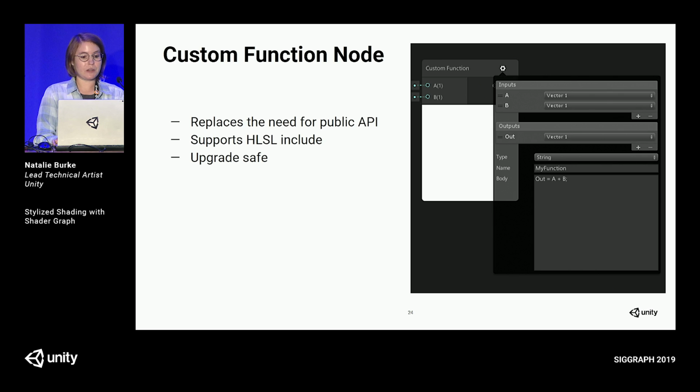The other thing I'm going to need is this custom function node. So the custom function node was released in 2019.1. And basically with this node, you can define ports, so inputs and outputs, and write custom HLSL function code directly in the node UI. You can also reference an HLSL file and call functions from there.